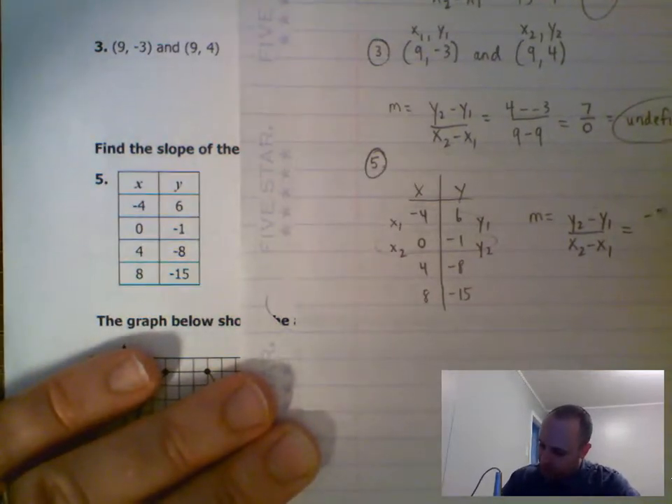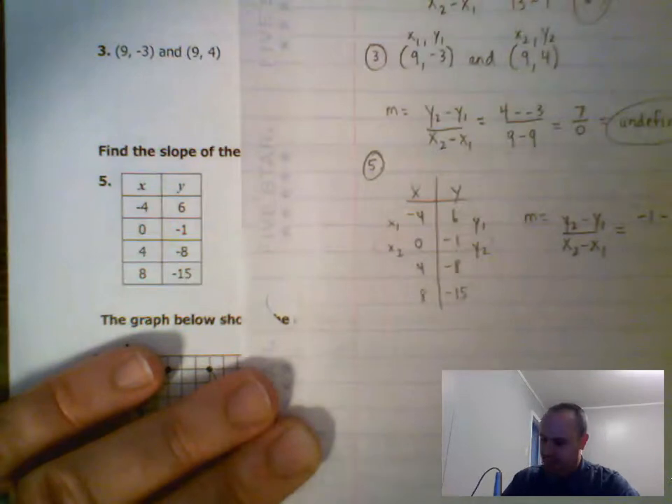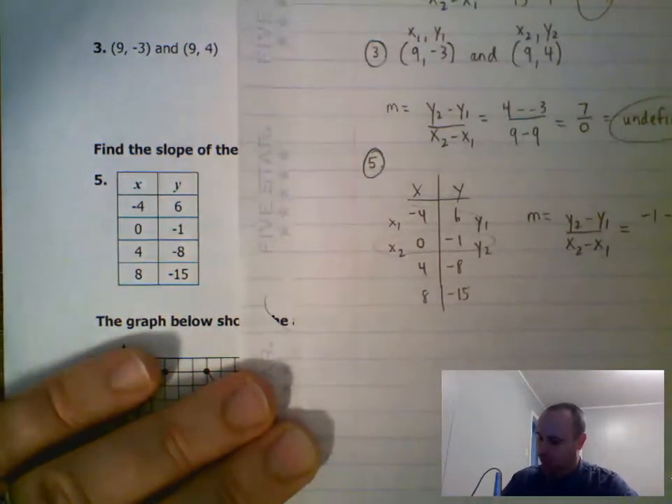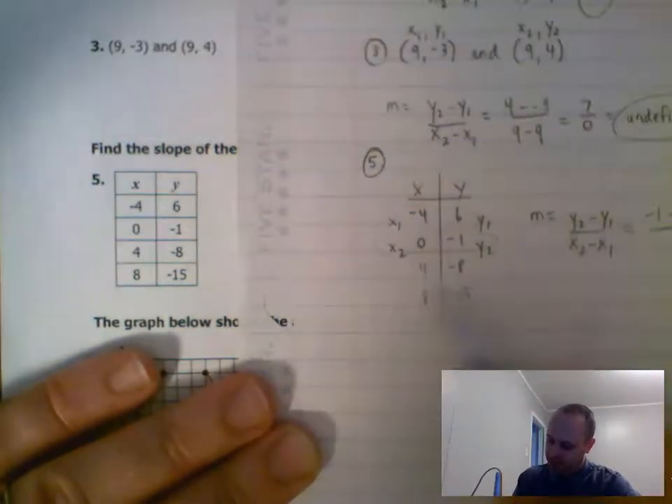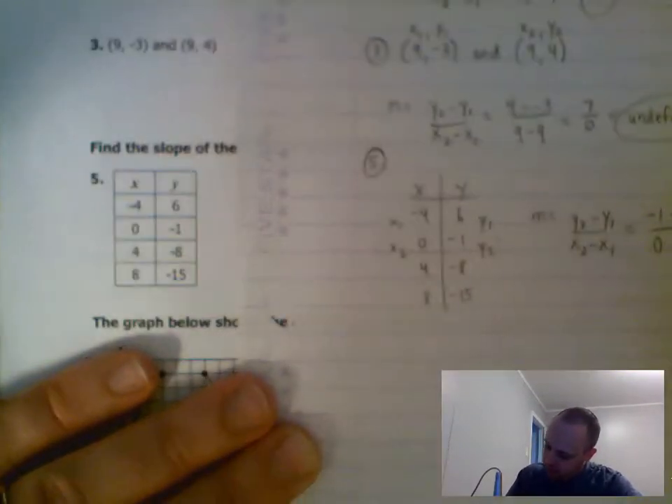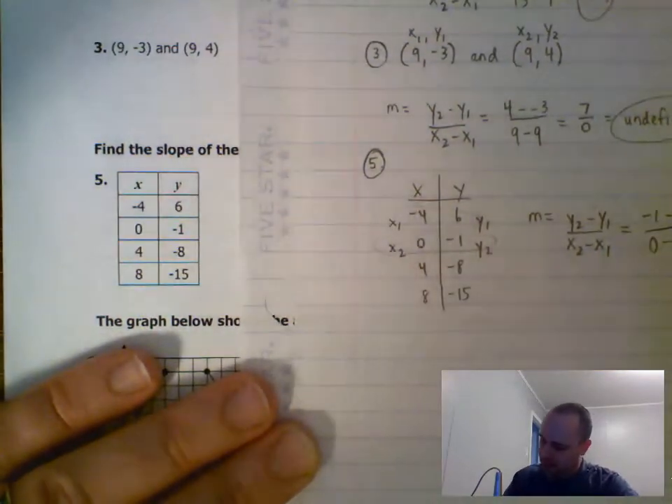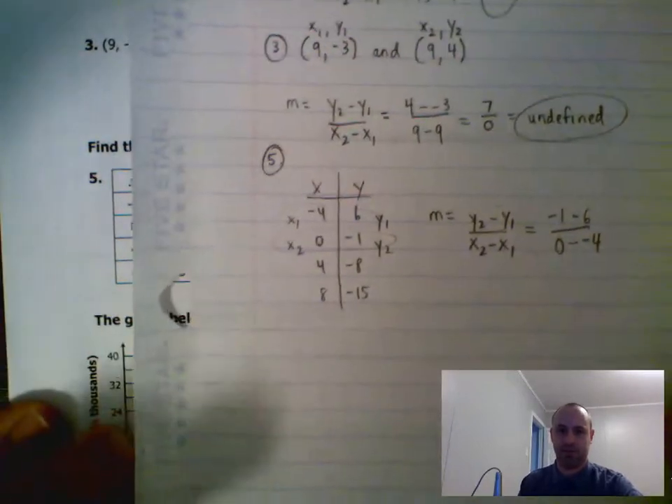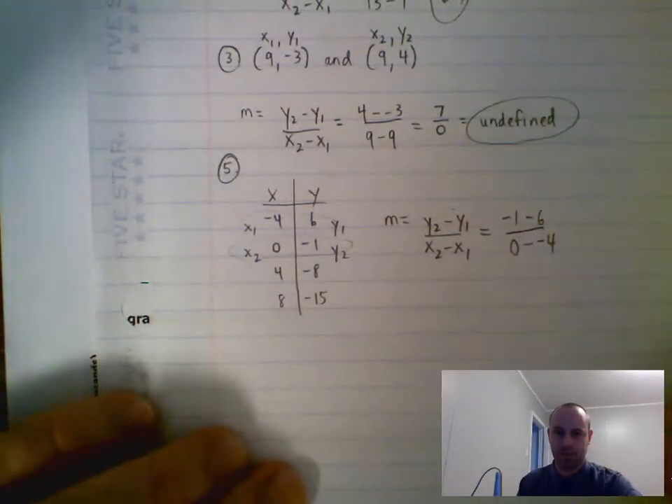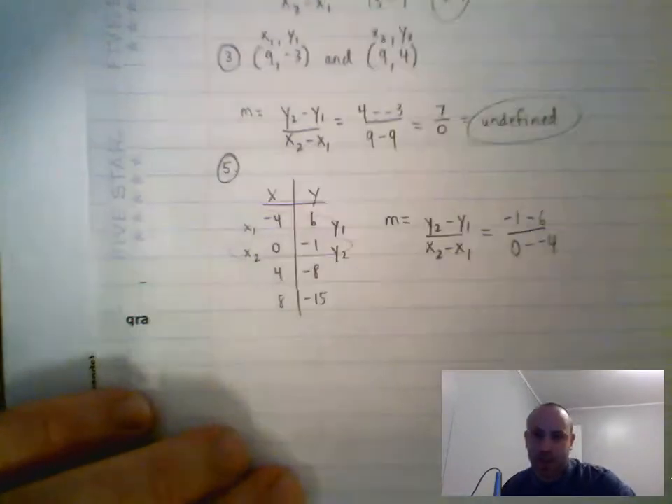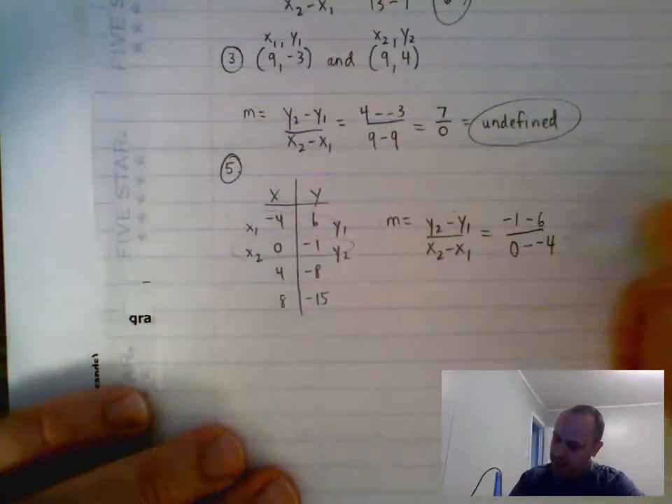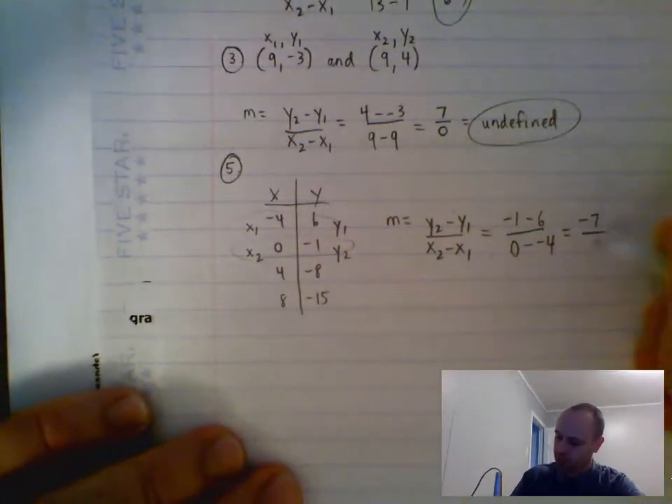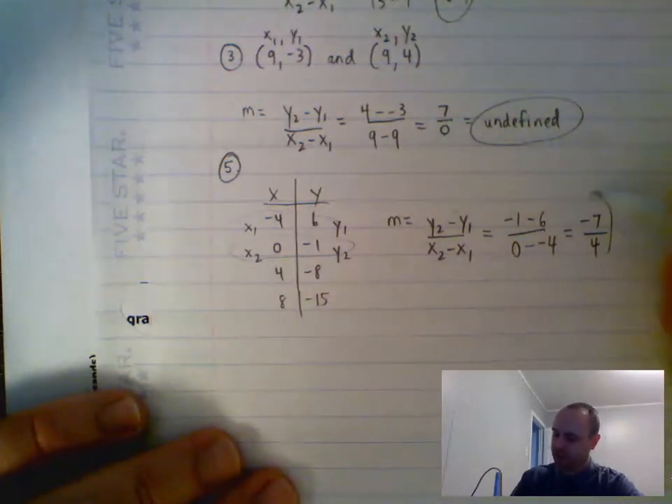So y2 is going to be -1 minus y1, which is 6. x2 is going to be 0 minus x1, which is -4. So be careful with those negatives. You may need to pause the video if I'm going too quick here. -1 minus 6 is -7. 0 plus 4 is 4. So your answer would be -7/4.